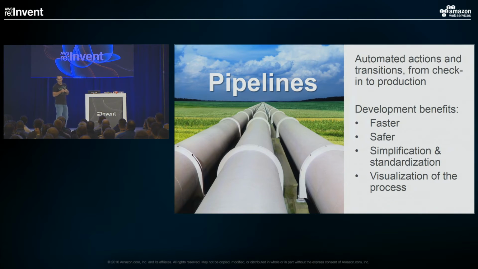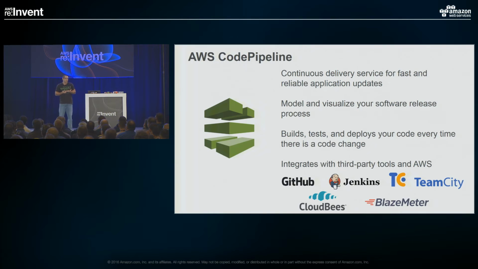So faster, simpler. And we built a service, and this service hasn't been around for a long time. It's a relatively new service on the scene. It's called AWS CodePipeline. It is able to do a lot of different interesting things.